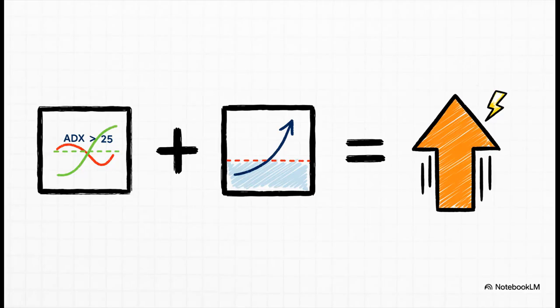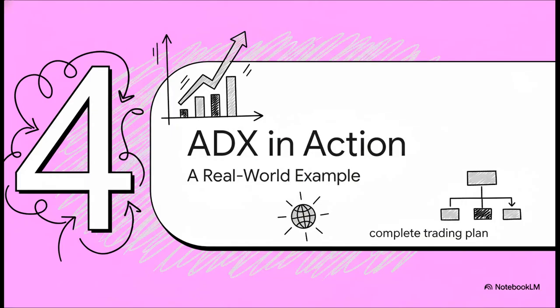And here it is. This is where it all comes together. You don't use these signals by themselves. The magic happens when you see the DMI lines cross over to give you direction, and you wait for the ADX to rise above 25 to confirm that the trend has real strength. Speed plus direction. That, my friends, is a high-confidence trading signal. Okay, theory is great and all, but let's see how this actually works in the real world. We're going to walk through a case study and see how this whole thing builds a complete trading plan.